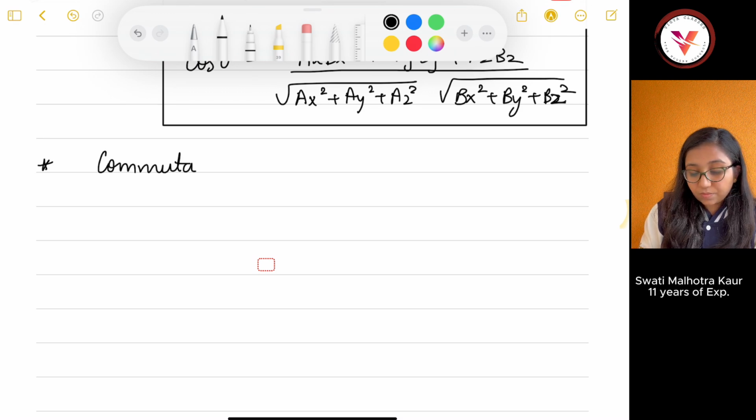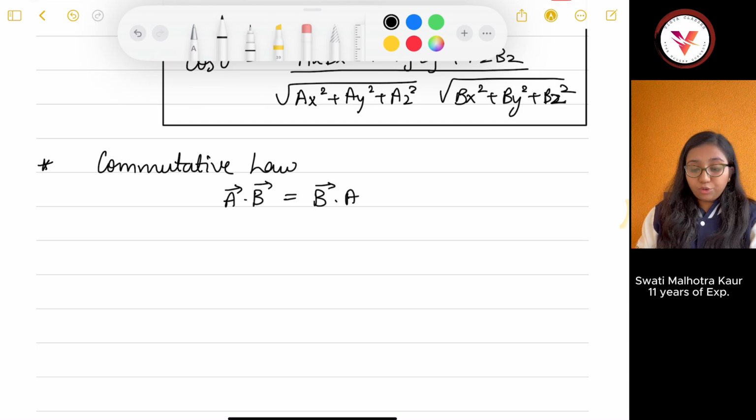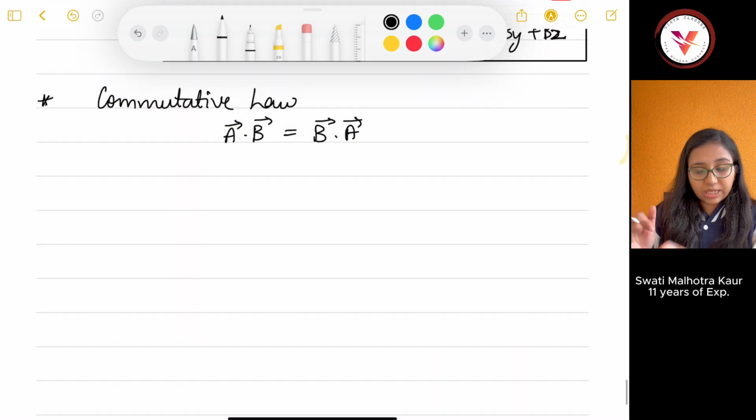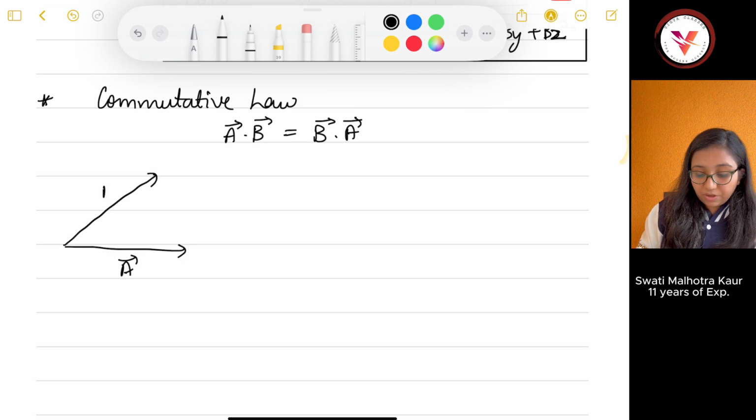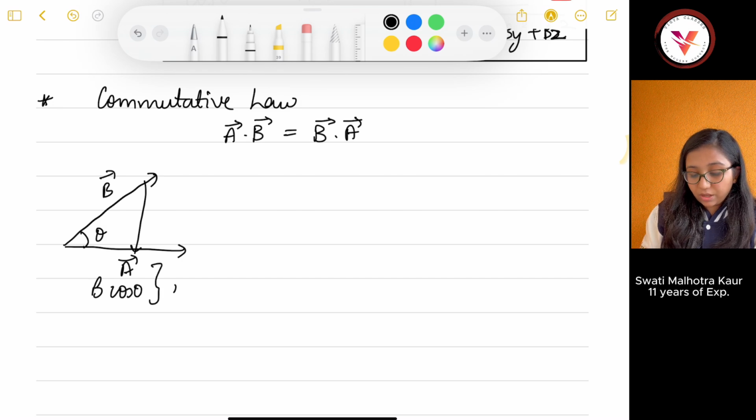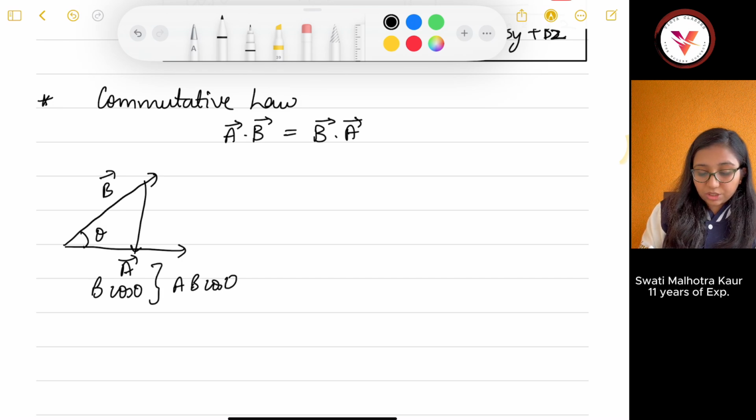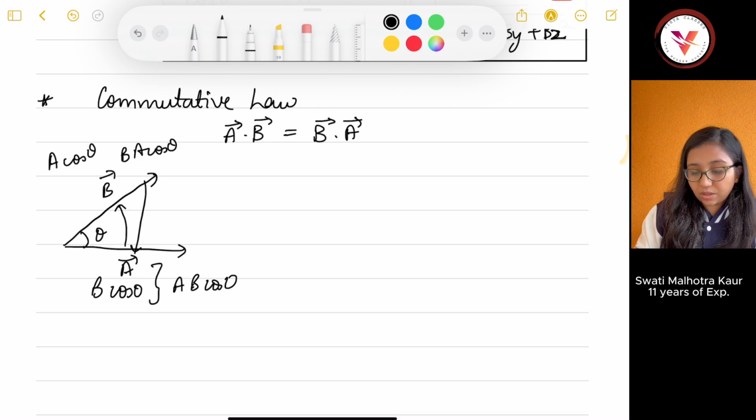Commutative law. The scalar product is commutative. That is, A dot B is equal to B dot A. And it is very obvious. See, if you check this physical interpretation, this is your A vector, this is your B vector, and your B vector is making a projection on A vector, which is B cos theta, and then it is a multiplication of A B cos theta. Similarly, A can have a projection here. So this becomes B A cos theta.